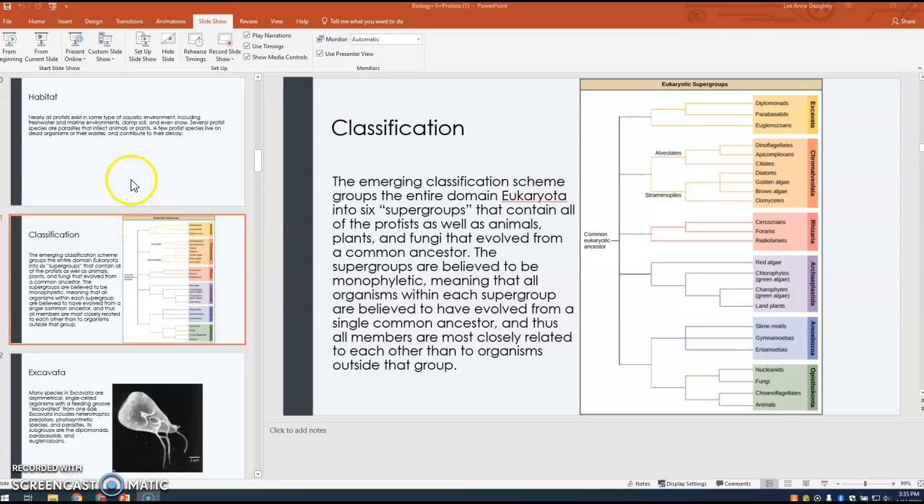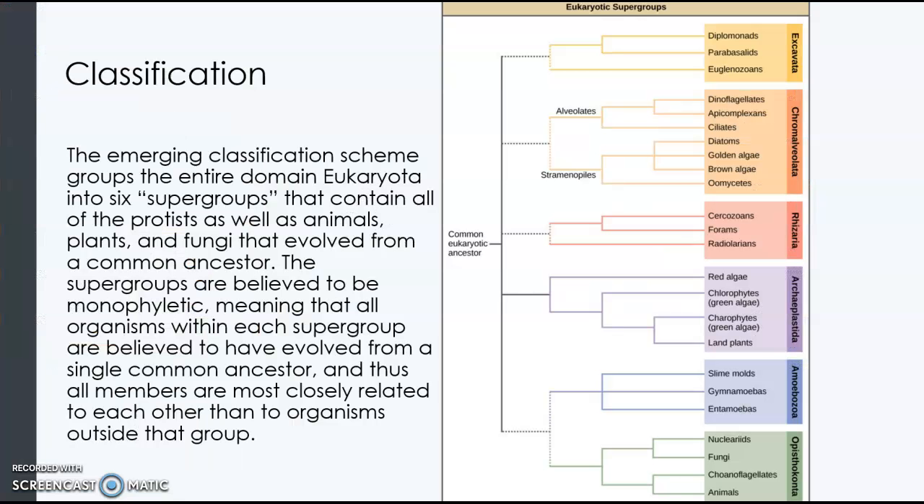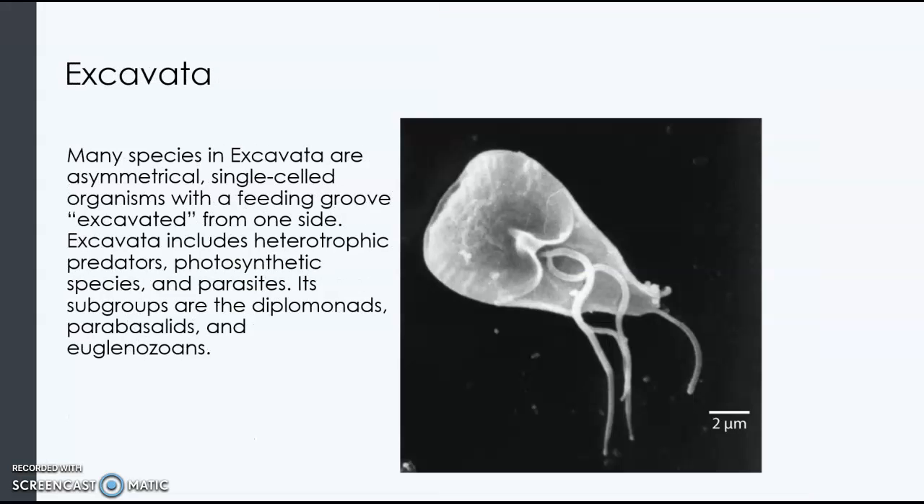This is part 2 of the lecture on Protists. We ended with a slide that showed how the protozoans and algae are divided into groups, or how they are classified. Now we're going to look at those individual groups. Remember, they're called super groups. So the first one that we're going to look at is called the Excavata, or sometimes called the Excavates.